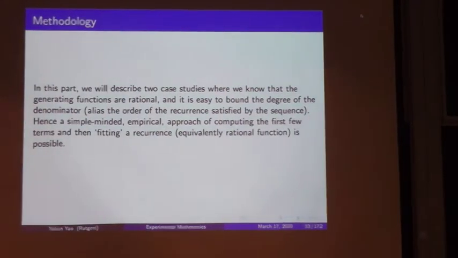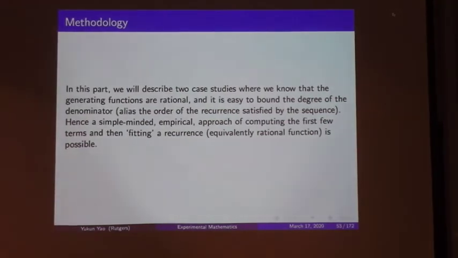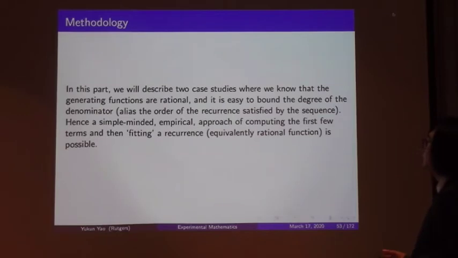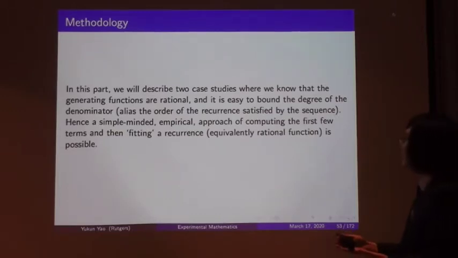So in this part, we will describe two case studies. In these two case studies, we know that the generating function should be rational, and it is easy to bound the degree of the denominator. So then we can just get many data, and then we can guess a recurrence relation.